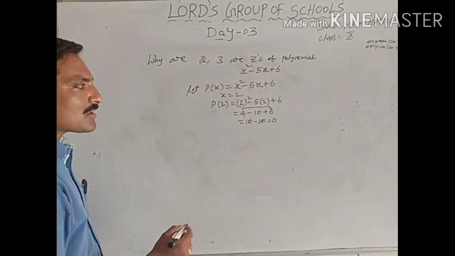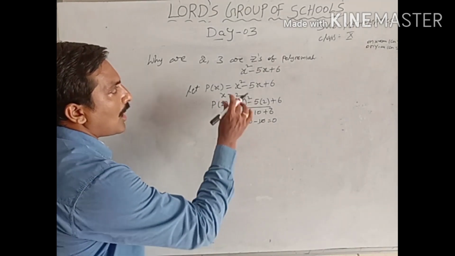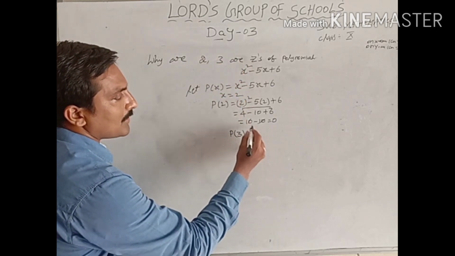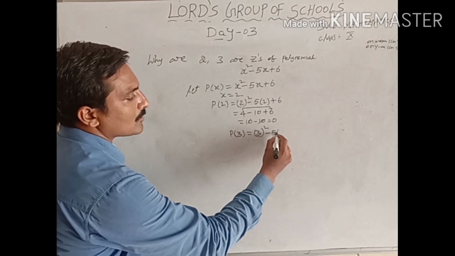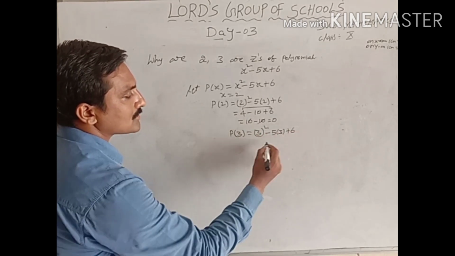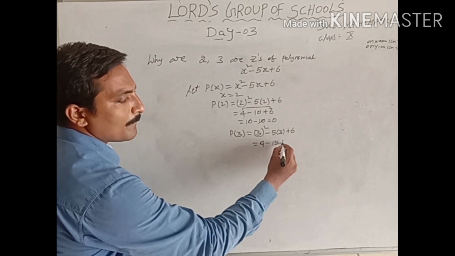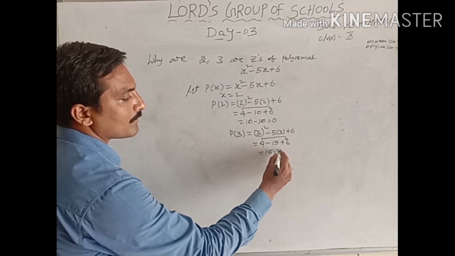Next, p of x is equal to x squared minus 5x plus 6. Now substitute 3 in place of x, so p of 3. Substitute in the polynomial: 3 squared minus 5 into 3 plus 6. 3 squared is 9, 5 threes is 15, plus 6. These two are positive, so addition gives 15, minus 15.